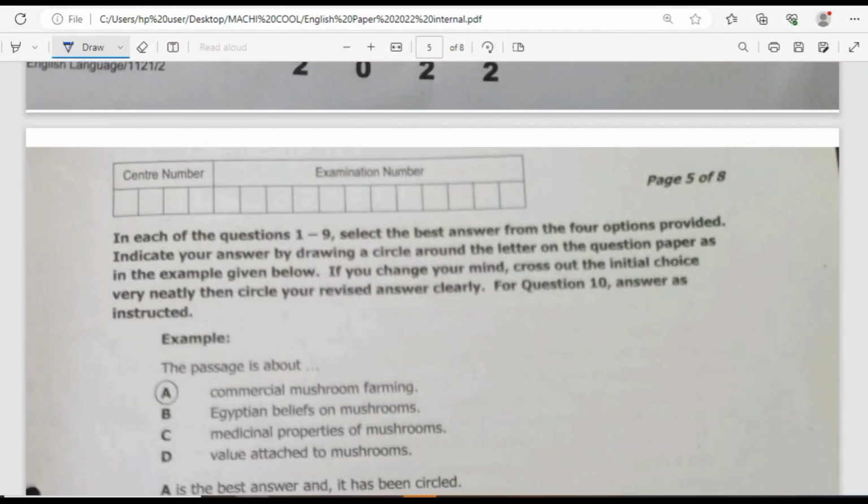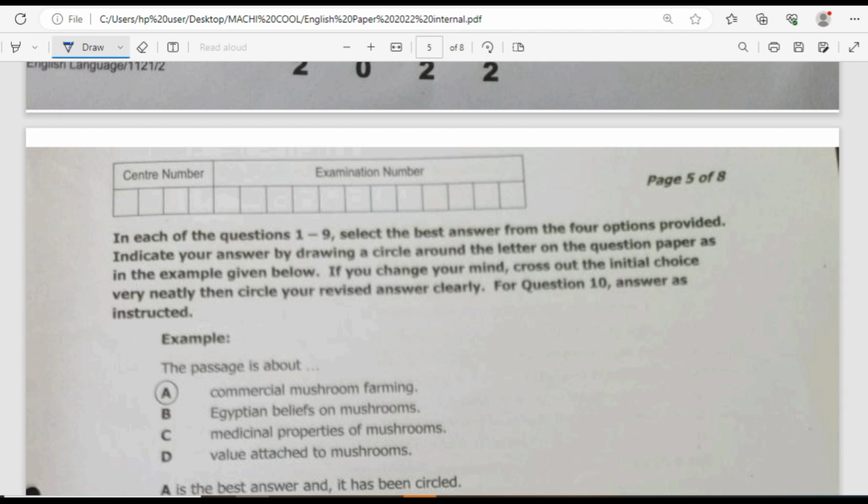So we are saying that in each of the questions 1 to 9, select the best answer from the 4 options provided. Indicate your answer by drawing a circle around the letter on the question paper as in the examples given below. If you change your mind, cross out the X. Choose very neatly when you circle your answer, and make it clear.